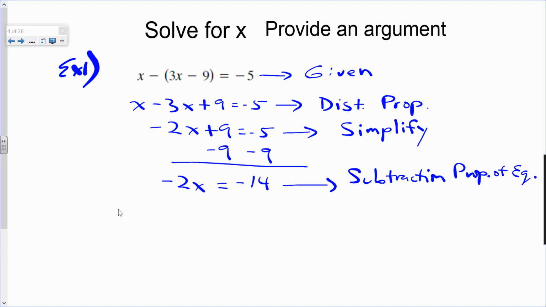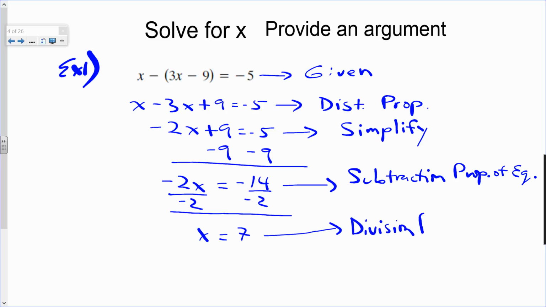So now, let's divide by negative 2. Watch what happens. I'm going to write the result of dividing by negative 2. What's the result of it? Well, it's going to be x equals positive 7. What gives me the right to say x equals positive 7? Well, the division property of equality. There's an argument.